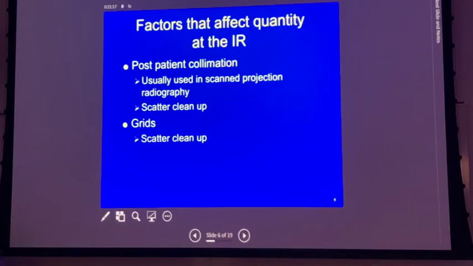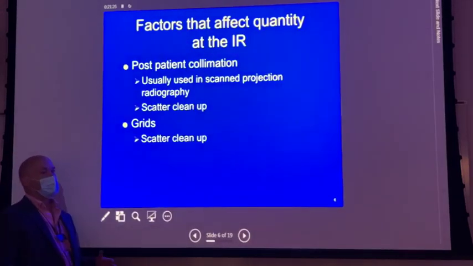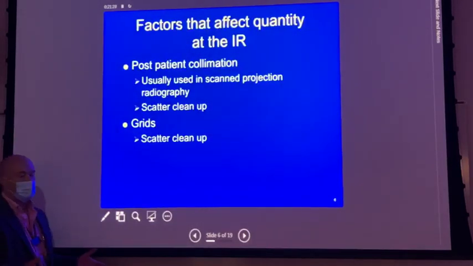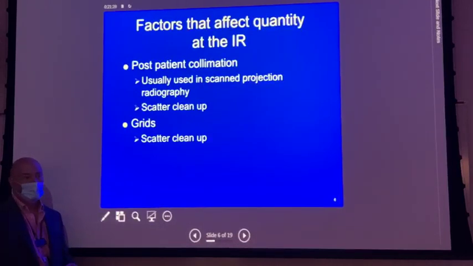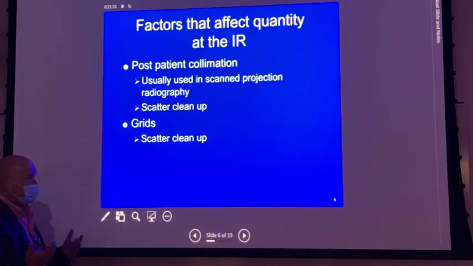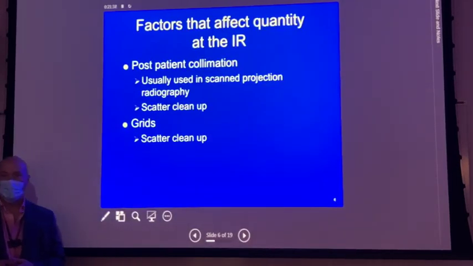Factors that affect quantity of the image receptor. So you've got post-patient collimation. Post-patient collimation really works like a grid. And the most common place you see it now is in CT. So it doesn't really apply that much to us, but there might still be some places out there that use what they call scan projection radiography.